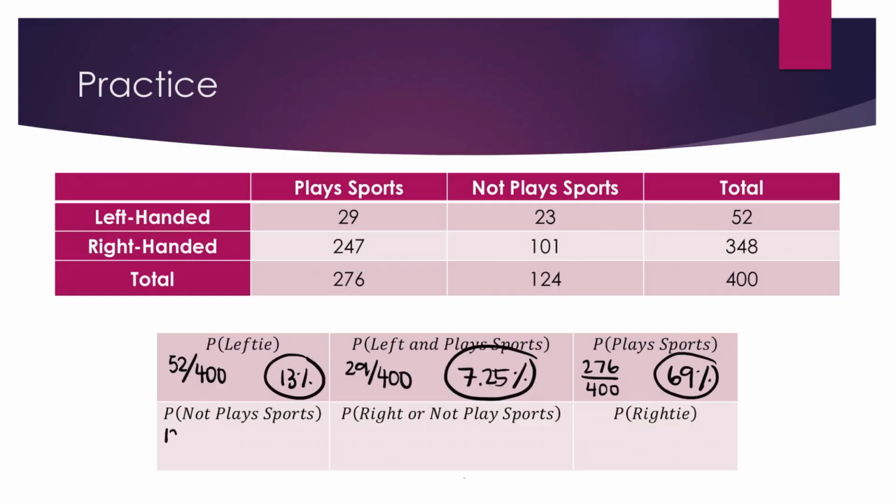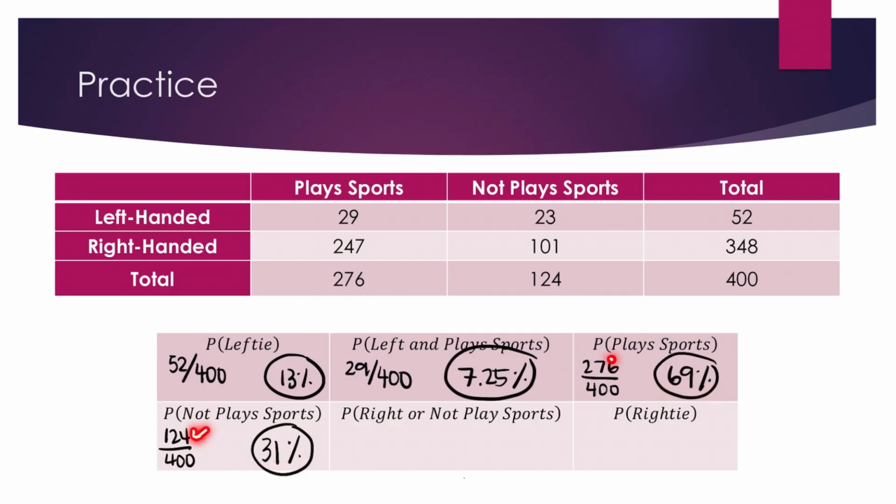We're using the experimental probability now to help us calculate theoretical probability in the future. Probability that they don't play sports, 124 of them didn't play sports out of 400 that were asked, which is 31%. And one thing I want to note here is that they either play sports or they don't play sports. And so the probability that they are in sports or not in sports would be 100%, right?